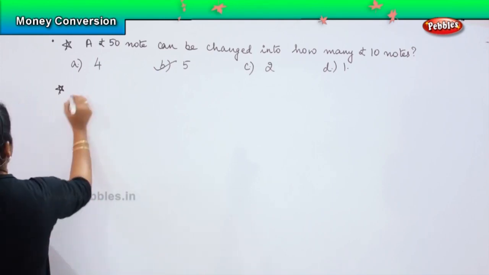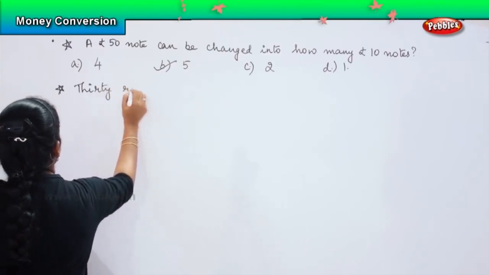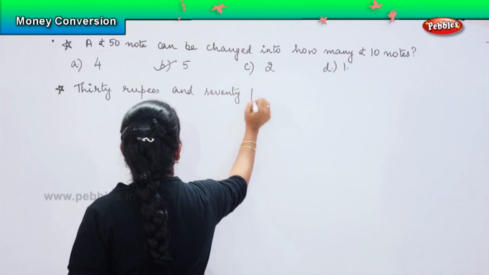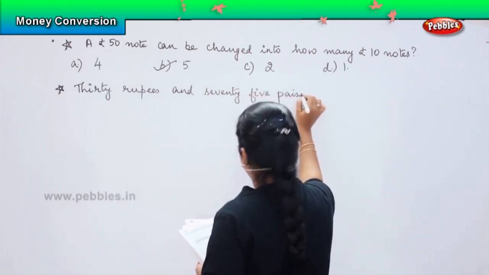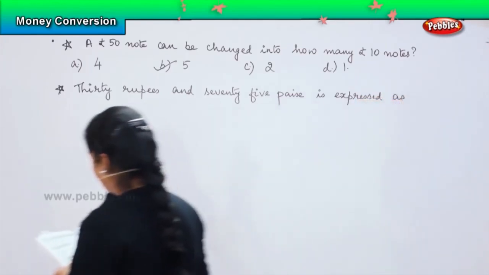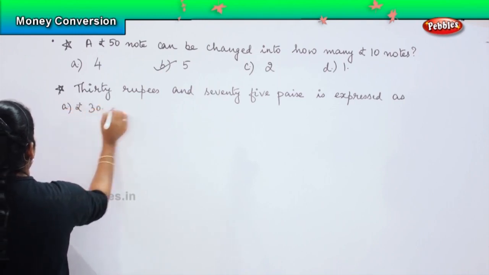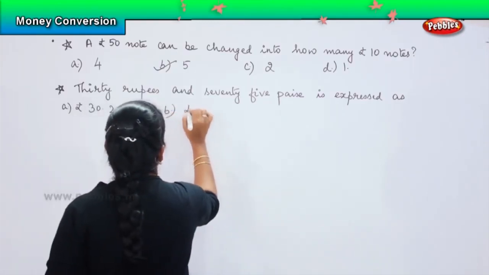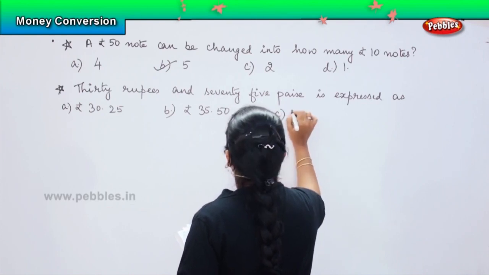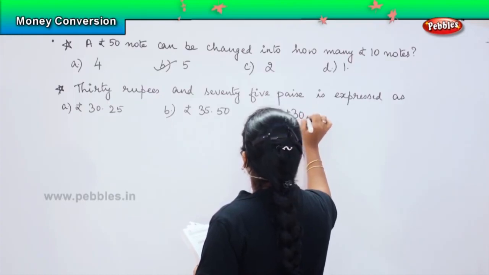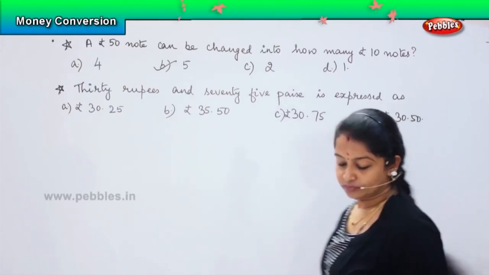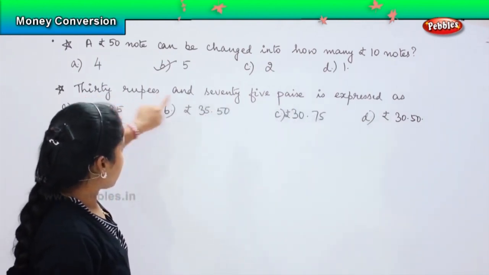Your next question says 30 rupees and 75 paise is expressed as, and your options are A 30.25, option B 35.50, option C 30.75, and option D 30.50. Okay. So 30 rupees and 75 paise.